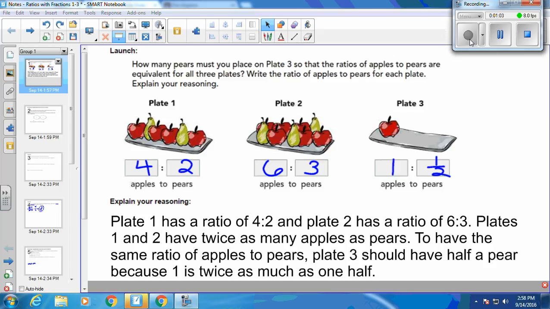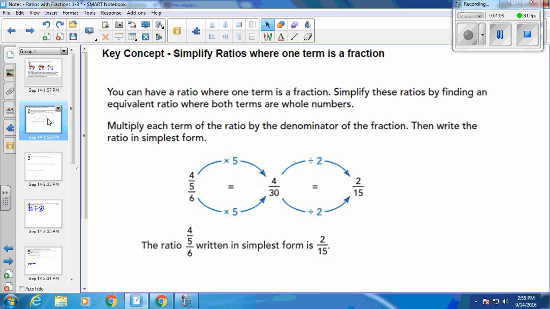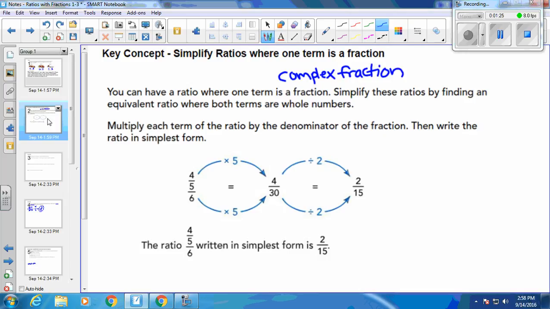We're going to jump right into a key concept that says how to simplify ratios where one term is a fraction. It goes on to say that you can have a ratio where one term is a fraction. That's called a complex fraction. Add that right in here. We will talk about that more, but that's called a complex fraction. Fraction within a fraction. Simplify these ratios by finding an equivalent ratio where both terms are whole numbers. So we're trying to take our complex fraction and make the numerator and denominator just a whole number and a whole number. So to do this, it says to multiply each term of the ratio by the denominator of the fraction. Then write the ratio in simplest form.